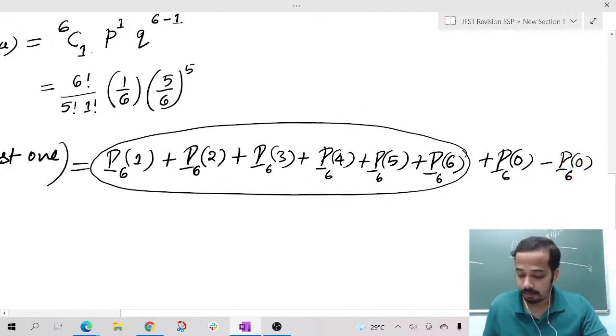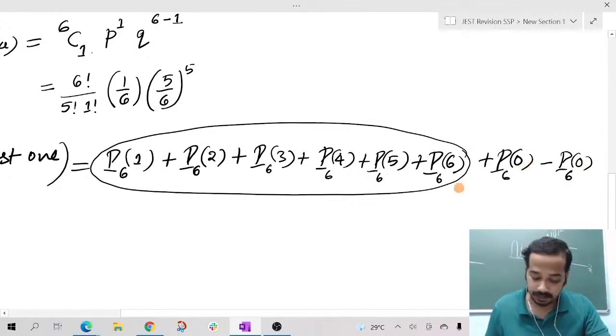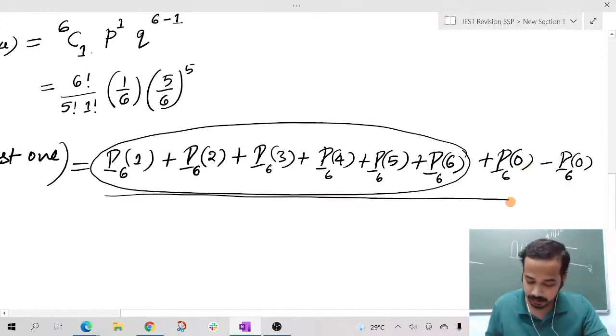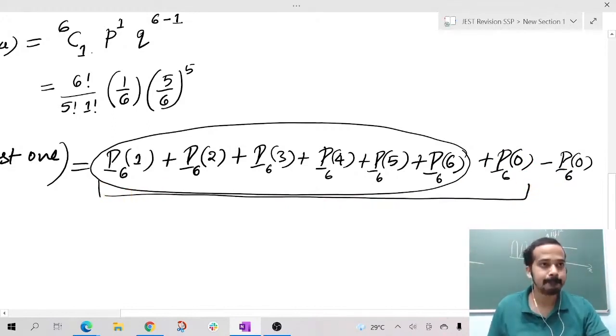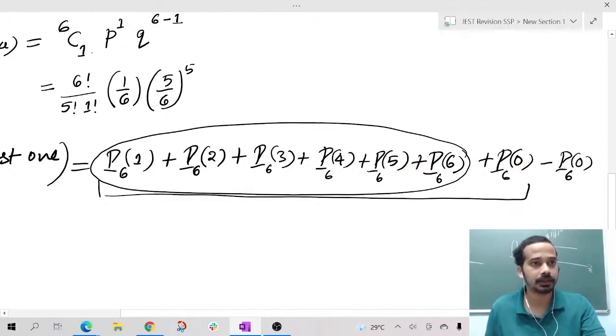Is that okay? This is the probability of getting 0 sixes. Now, what is this total? Can you just tell me what this total is? That's the total probability, am I right? Either you should get 0 sixes, 1 six, 2 sixes, 3 sixes, and so on, up to 6 sixes, am I right?